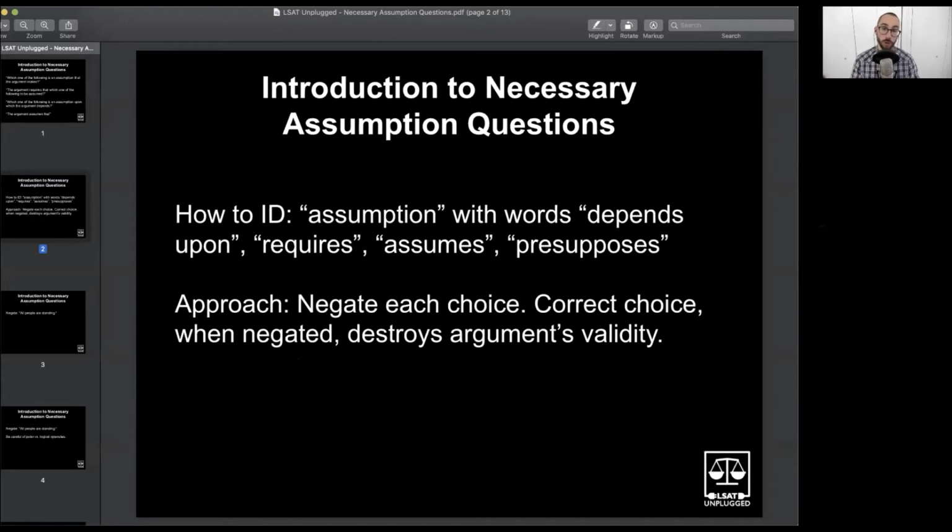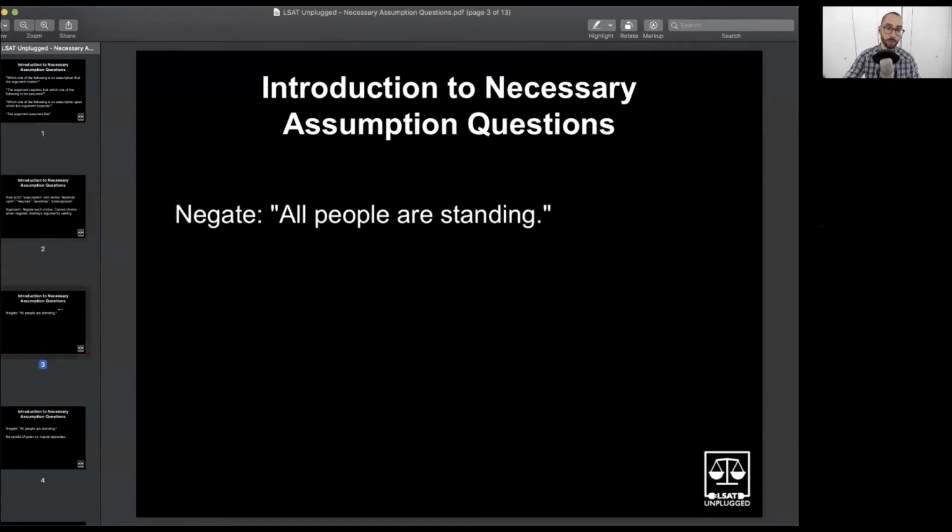Now, the approach. You may have heard about negating or denying the answer choices, which works. It's true. The correct answer choice, when negated, will destroy the argument, leaving no ambiguity at all. So we'll get into negation in a moment. That is the tactic, and it's an idea. You can do it mechanically, or you can simply ask yourself, which one of the following needs to be the case? If it weren't true, what would happen?